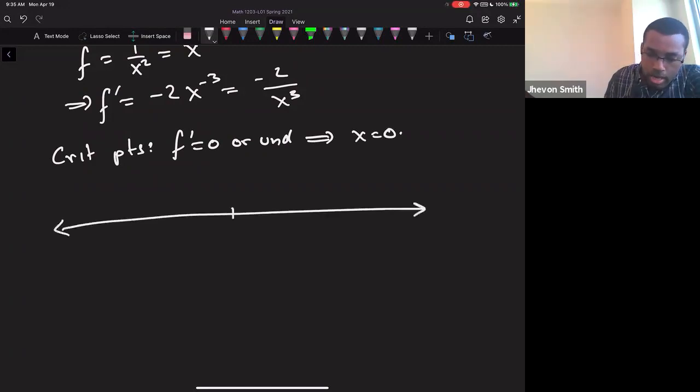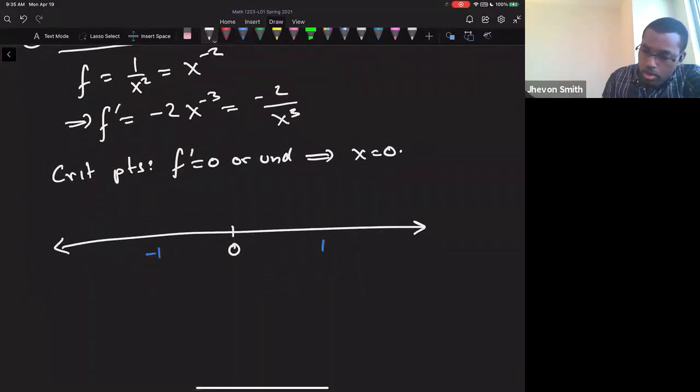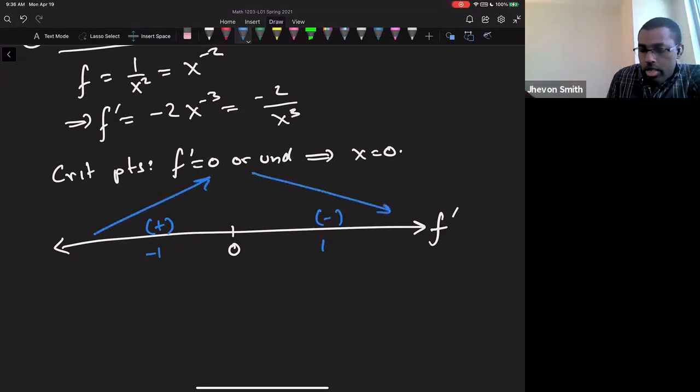We're going to put that on a number line, and we're going to test points on either side. So remember I'm doing the first derivative test here, so I'm plugging into the derivative. If I plug in a negative 1 into the x in minus 2 over x cubed, negative 1 cubed is negative 1, so I have a negative 2 divided by a negative 1, I would get a positive. If I plug in a 1, I would get a negative. What this means is that on this side, it is increasing, while on this side, it is decreasing.